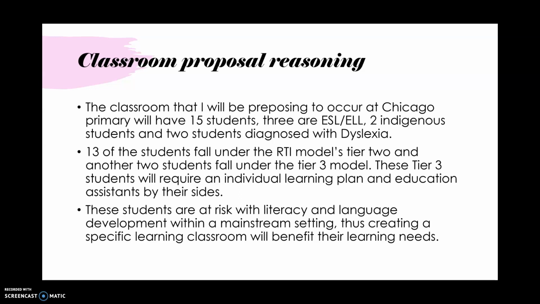The classroom that I'll be proposing to occur at Chicago Primary will have 15 students. 3 are ESL and ELL learners, 2 Indigenous students, and 2 students diagnosed with dyslexia. 13 of the students fall under the RTI's Tier 2 and another 2 students fall under the RTI model Tier 3. These Tier 3 students will require an individual learning plan and an education assistant by their side. These students are at risk with literacy and language development within a mainstream setting, thus creating a specific learning classroom will benefit their learning needs.